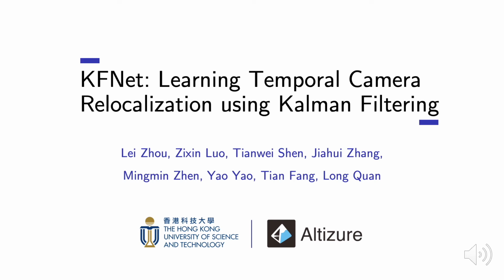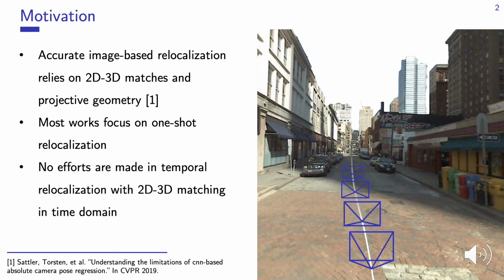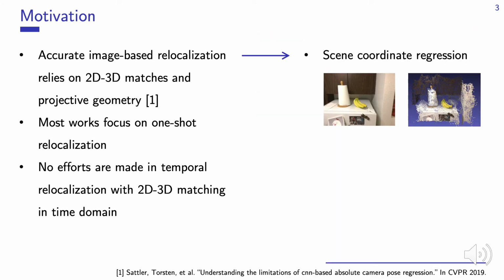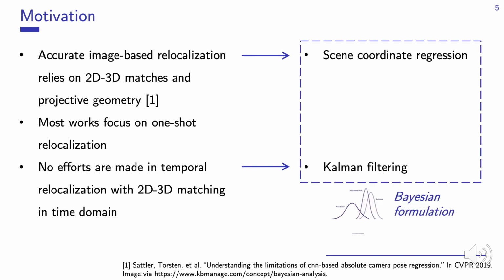I'm going to introduce my work KFNet, Learning Temporal Camera Relocalization using Kalman filtering. As analyzed by previous investigations, accurate image-based relocalization relies on the 2D-3D matches and the projective geometry. However, most of such works focus on one-shot methods, and no efforts are made to extend 2D-3D matching to the time domain. In this work, we will handle 2D-3D matching by learning scene coordinate regression. For temporal matching, we use Kalman filters to regularize the matching results in the time domain. Our method formulates both parts under a unified Bayesian framework.